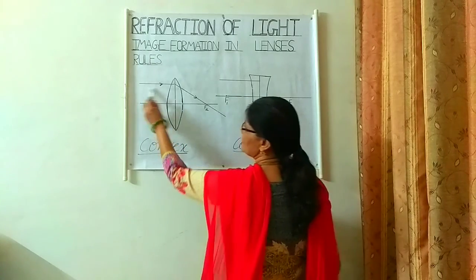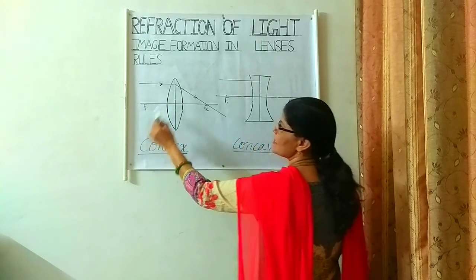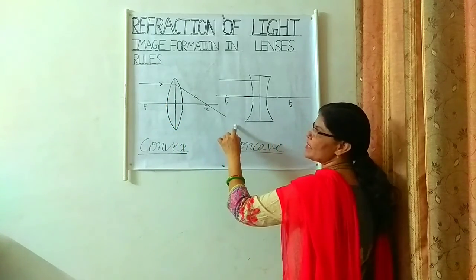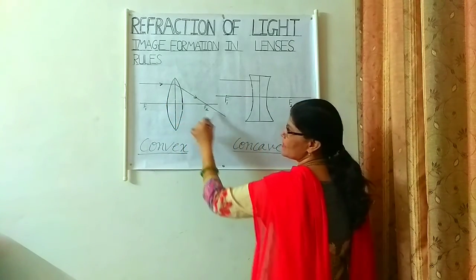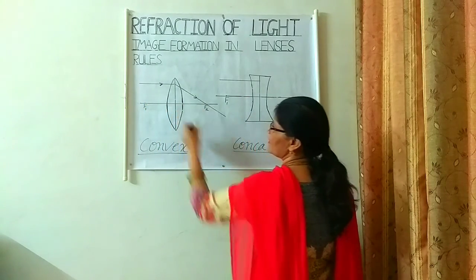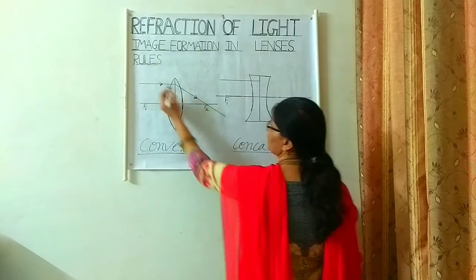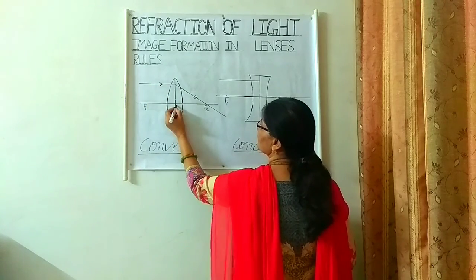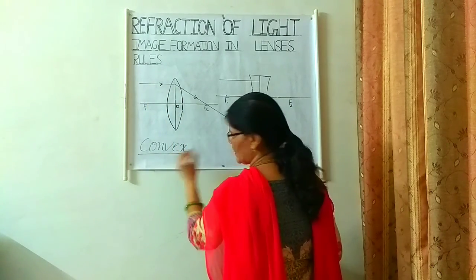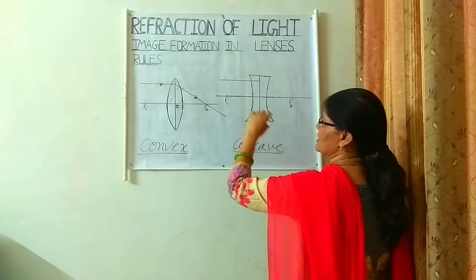So this is our incident ray. It comes parallel to the principal axis, and then after refraction it will pass through the principal focus. So this is our refracted ray. Here the arrow should be in this direction, and here the arrow should be in this direction. This is the refracted ray, this is the incident ray, and this is our optical center. This is the convex lens. Now this is a concave lens.